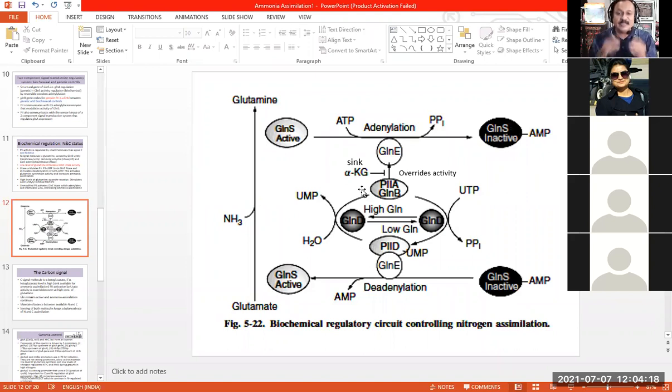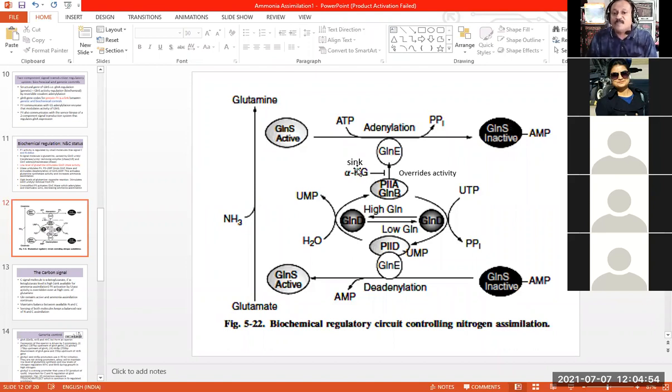So that decision may be taken by the cell, and in that condition, what Yogita has already told us is that when the glutamine concentration is very high, this sensor kinase will sense it and carry out deuridylation of P2 protein. And when this deuridylated P2 protein becomes active, it is going to activate GLN-E in such a way that it will cause adenylation of GLNS. That is the normal course of action.